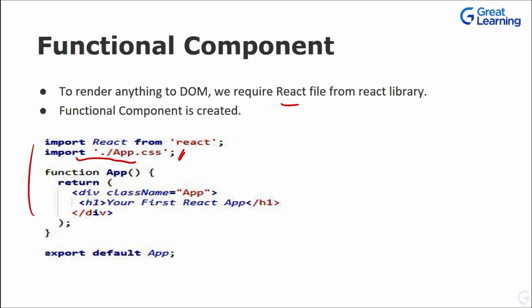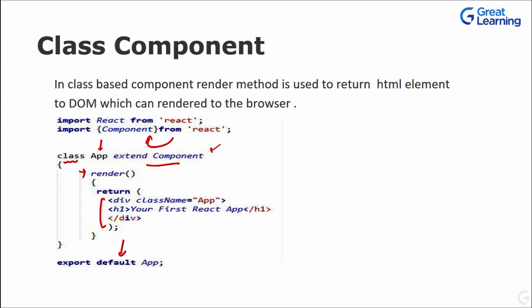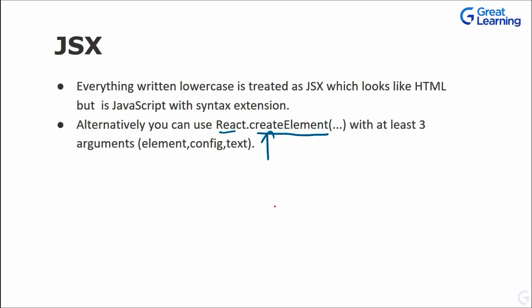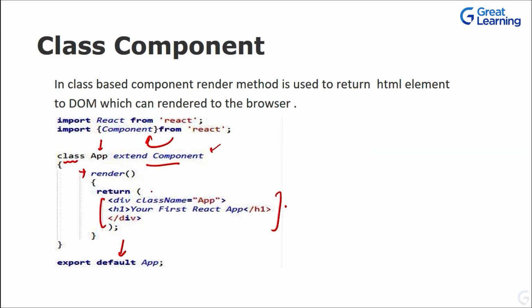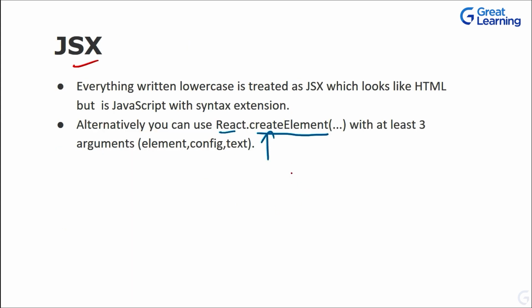So we talked about functional components and class-based components. Now, you might be thinking, what is this code? Is this HTML code? No, this is known as JSX. Everything that you see is written in lowercase, everything except the name of the app. As you can see, everything is written in small letters, and this is the name of the class. This can also be changed. Everything that you see is treated as JSX, which looks like HTML, but it is JavaScript with syntax extension. That is what is known as JSX, JavaScript with syntax extension.